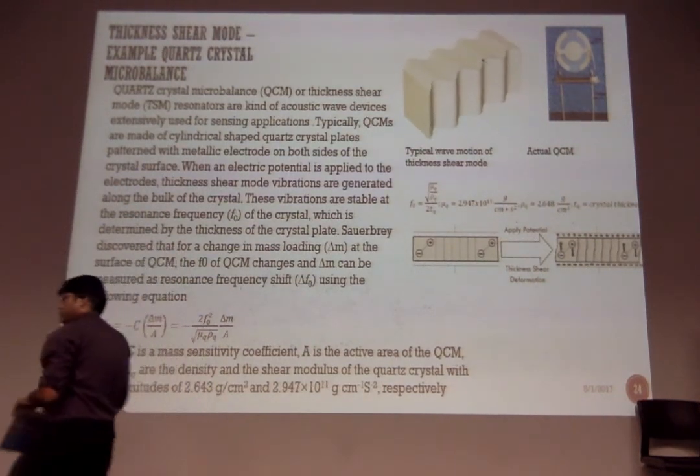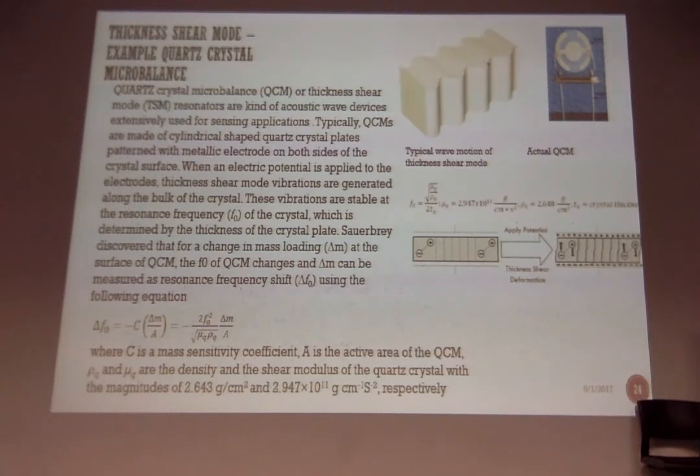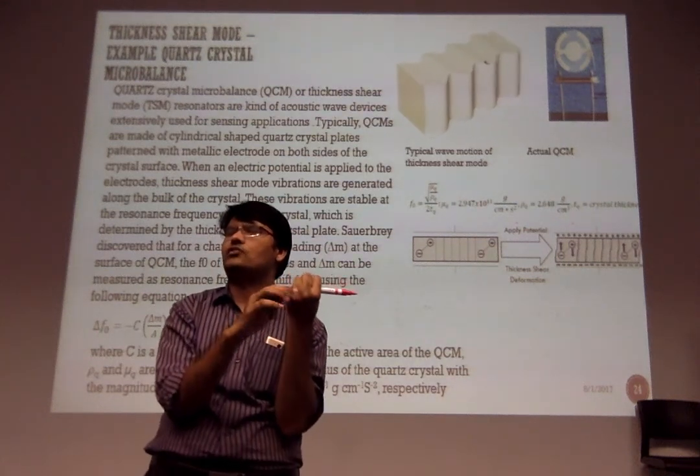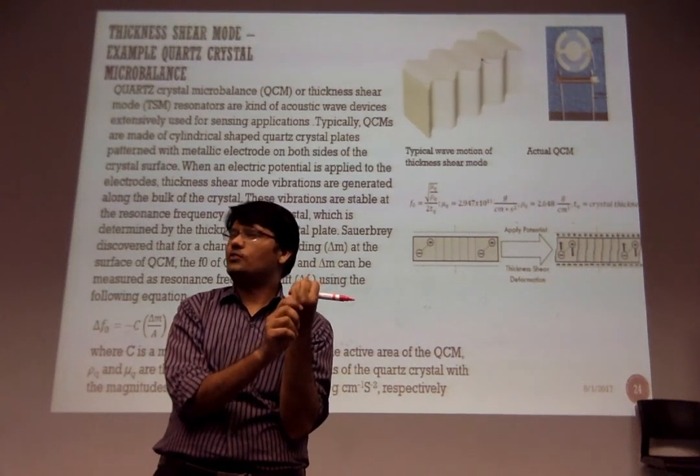This is more established than SAW. If there are any mass loading changes on this surface, the change in mass is measured in terms of change in resonant frequency of this crystal. So when I have this crystal, if I make oscillating circuits, any examples of oscillating circuits you have studied in your second unit? Phase shift oscillator.